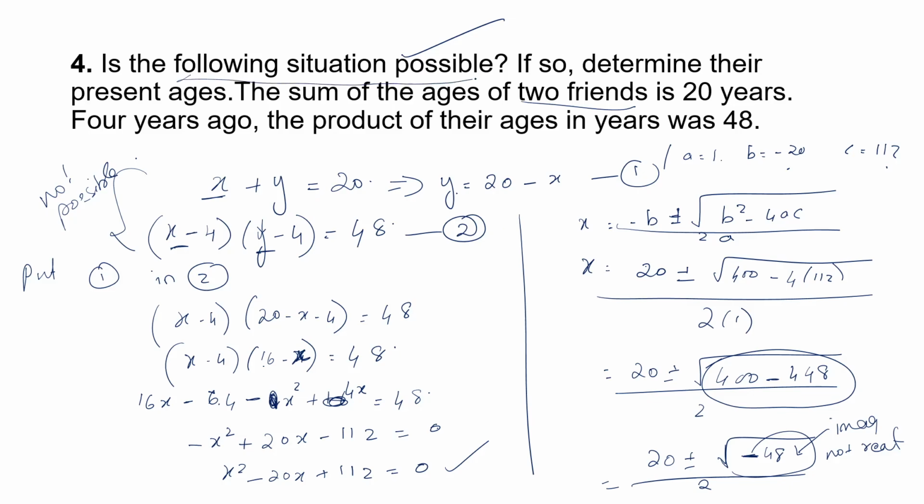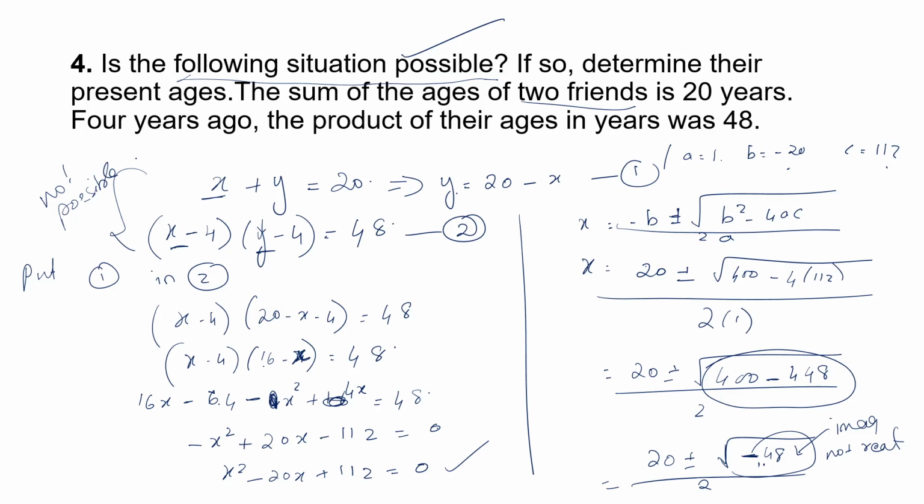Is the following situation possible? They are not saying it is possible. We have to check whether it is possible. It may be possible if you are getting real roots, or if this is becoming 0, then we might have got some answer. But here we are getting negative inside the root. That means it's imaginary, not real. How can an age be imaginary, right? So we have to write the answer as the situation is not possible.